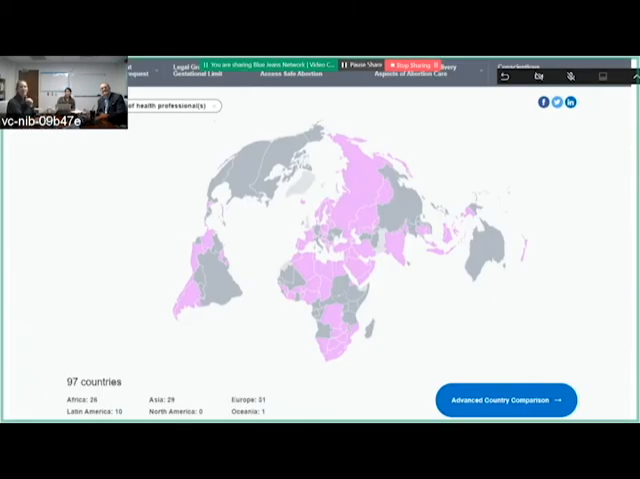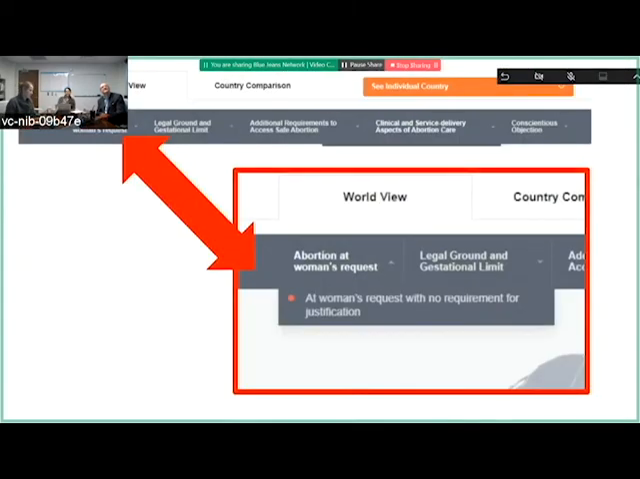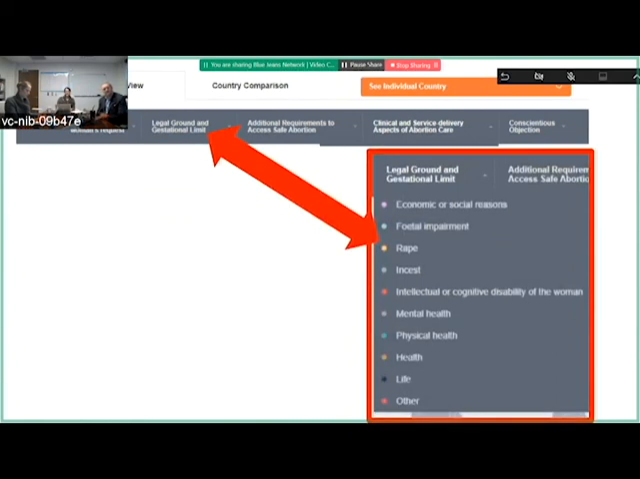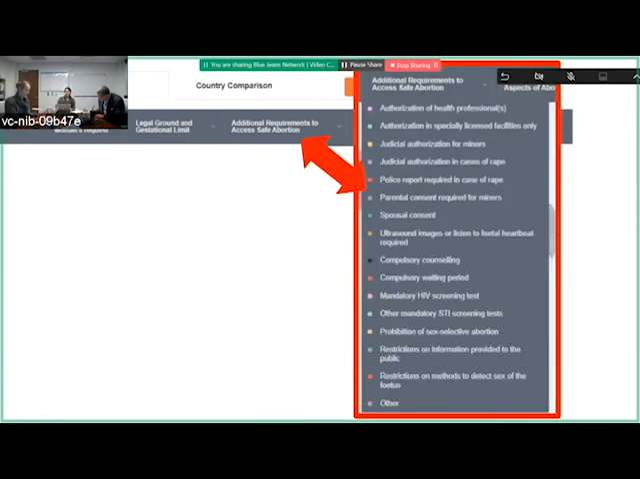I'm just going to finish here where I'm doing a mapping of authorization of health professionals. You'll see, and I'm just going very, very quickly. Abortion at women's request, just to give you an idea of the values that are here. The next section, the different values that are under legal ground and gestational abortion. Additional requirements for safe abortion.